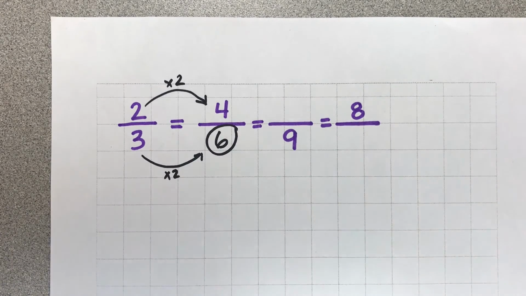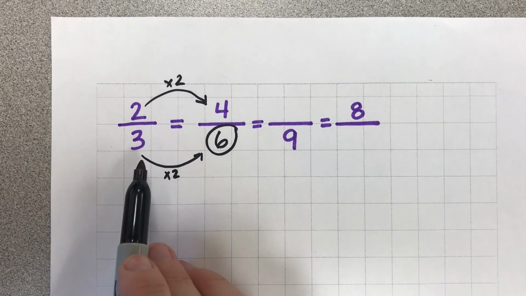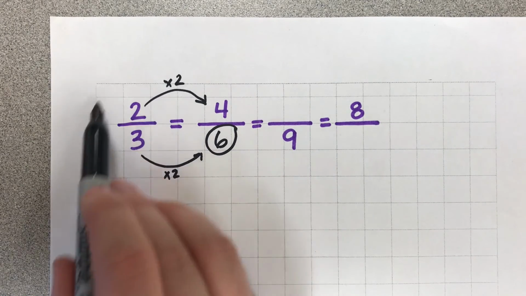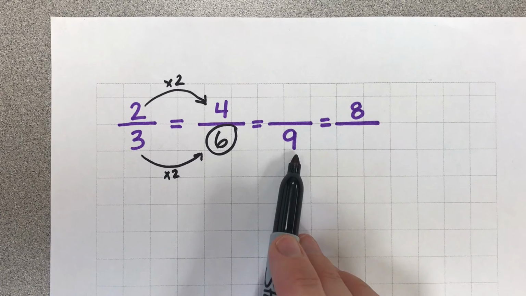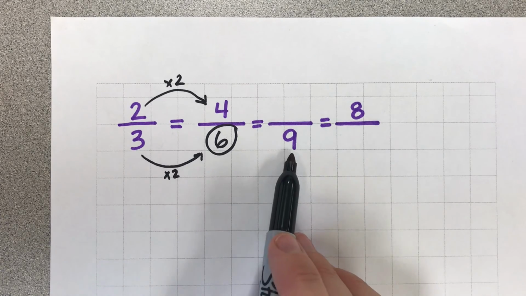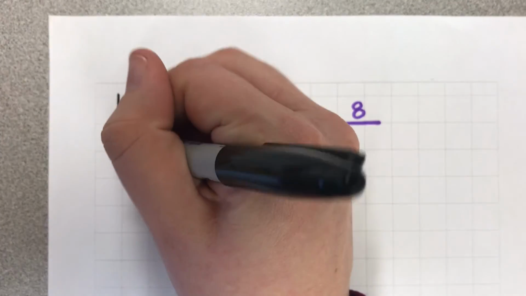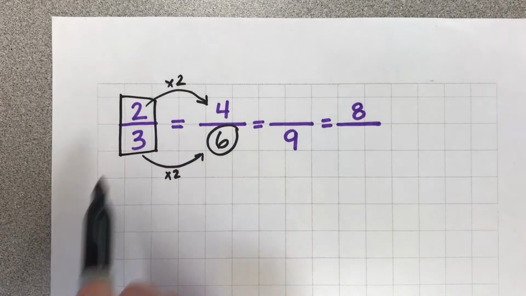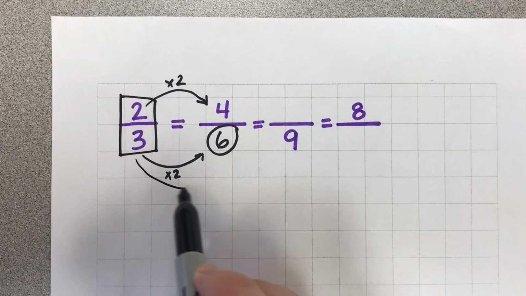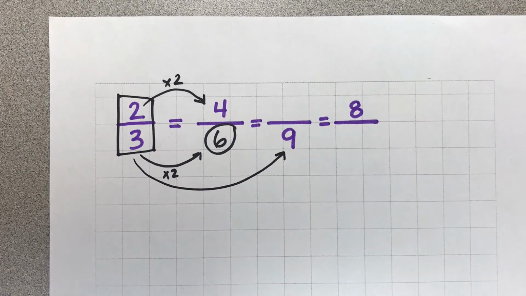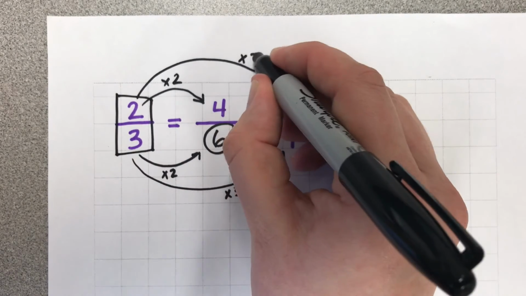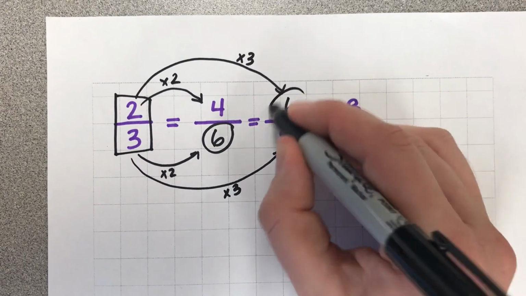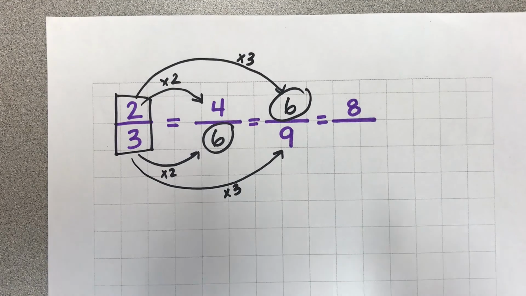Okay, so then we move on to the next step. Remember, don't go from the second fraction to the next one. You want to go all the way back to your base fraction. So using our base fraction, 3 times what gives me 9? We should know that that's 3, so then we do the same thing on the top. 2 times 3 is 6. So 6 is our missing number here.